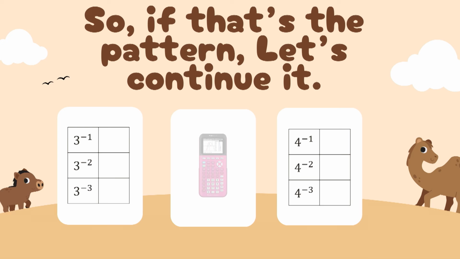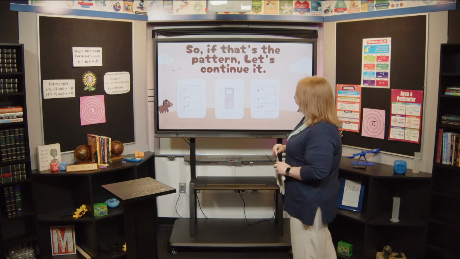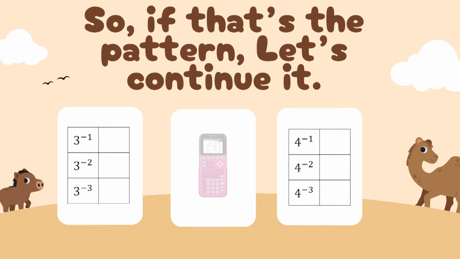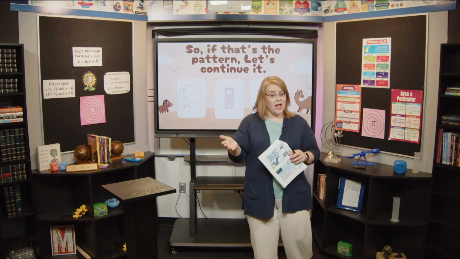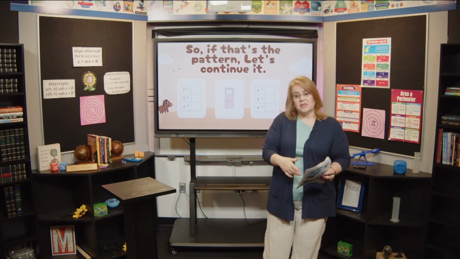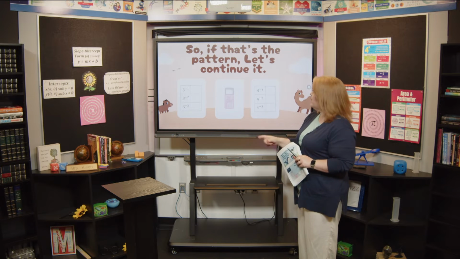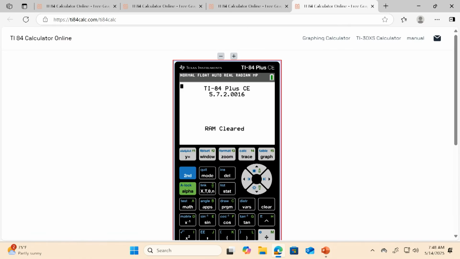Okay, so if that's the pattern, let's continue. What do I notice about my exponents now? They're negative. So what do you think happens when I have a negative power? Now, we've seen what happens when I have a positive power. What do you think happens when I have a negative power? Possibly. But let's pull our calculator and see. So we're going to put this first block in to the -1, to the -2, and to the -3. So let's go ahead and pull that calculator up.